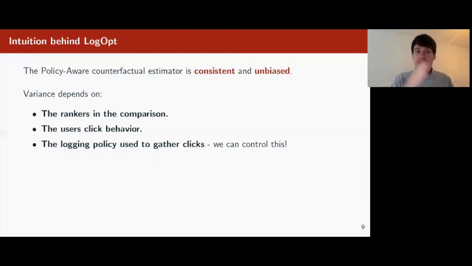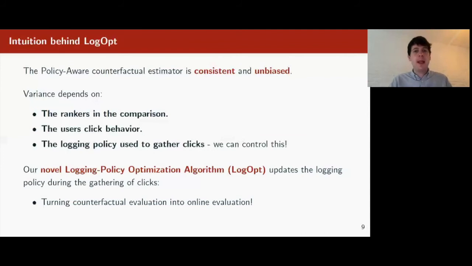If we're still collecting these clicks, if we're not working from historical clicks, we can choose what logging policy to use. The idea here is that we use an optimization algorithm that optimizes the logging policy so that it minimizes the variance of our estimate. And this practically turns counterfactual evaluation into online evaluation.